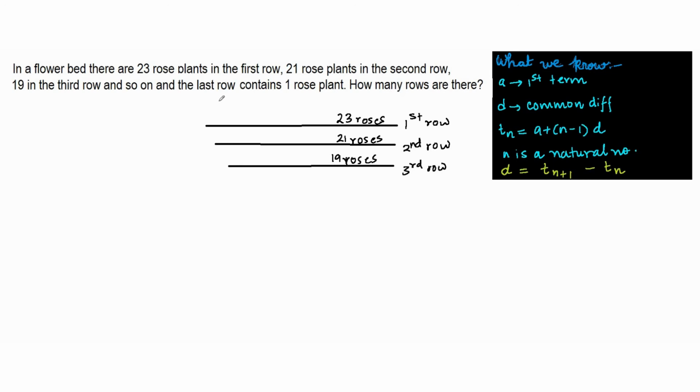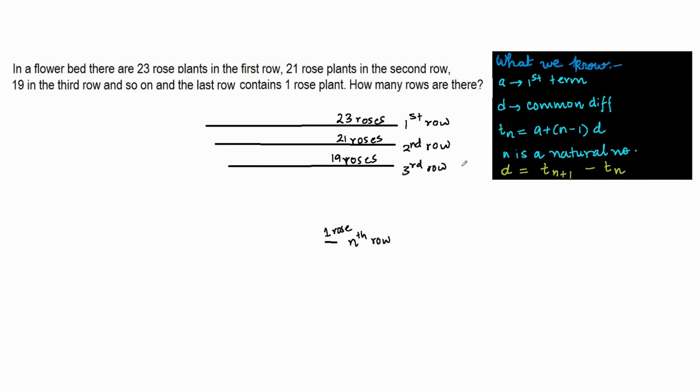And so on. And in the last row, there is only one rose plant. So let this last row be the nth row, right? And there is only one rose plant in this particular row. We have to find how many rows are there.